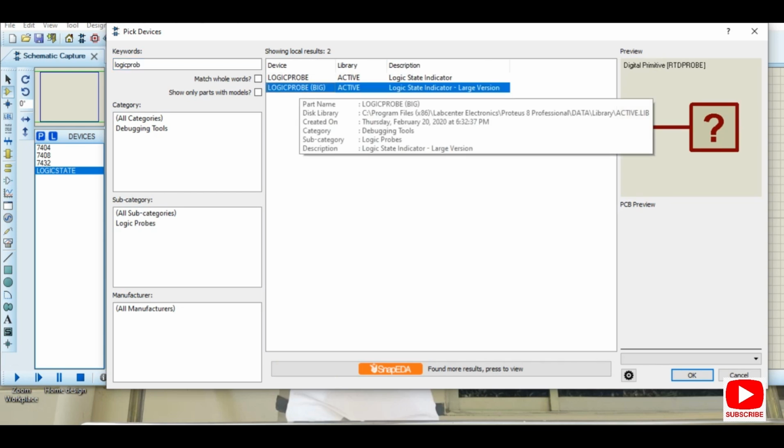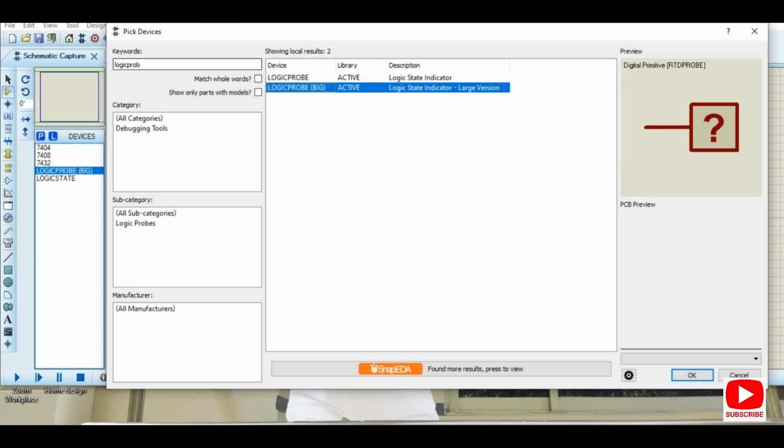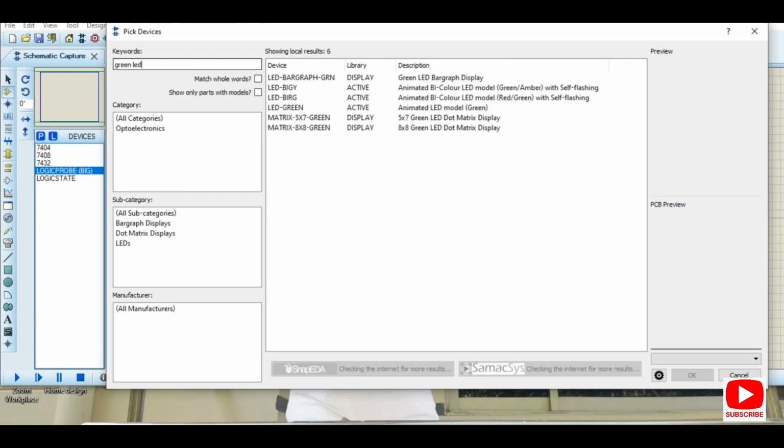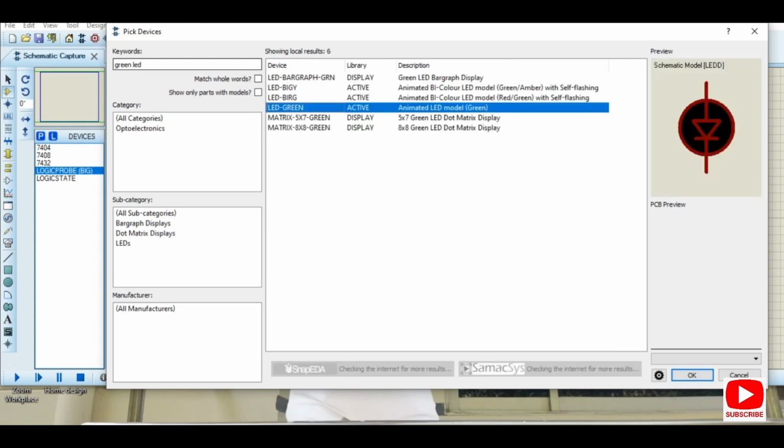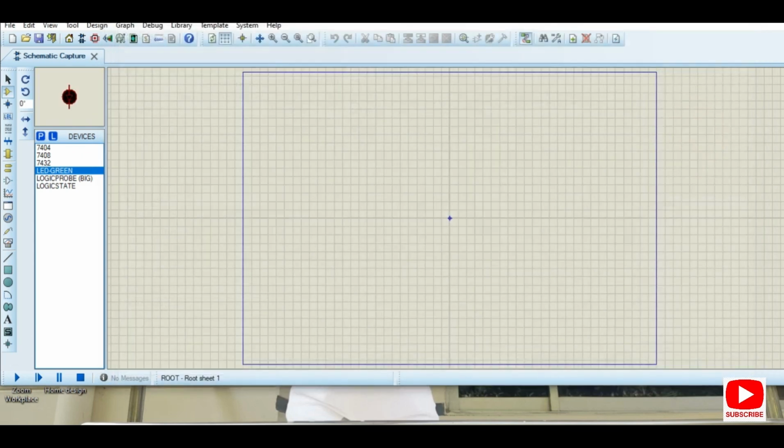Logic probe means this is the output showing us whether the output is 0 or 1. To see some extra output, we can also use a green LED. If the green LED glows, we can say that our output is 1, and if it does not, then our output will be 0. But we can also see it by using the logic probe.